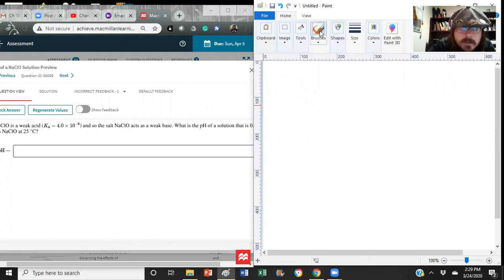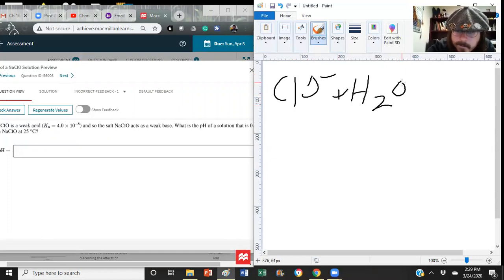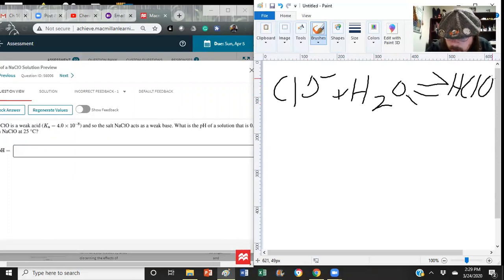Our idea here is we have a basic solution. If NaClO is a weak base, you have this reaction happening. You have ClO minus plus water goes to HClO and OH minus. I ran out of room. Whatever.